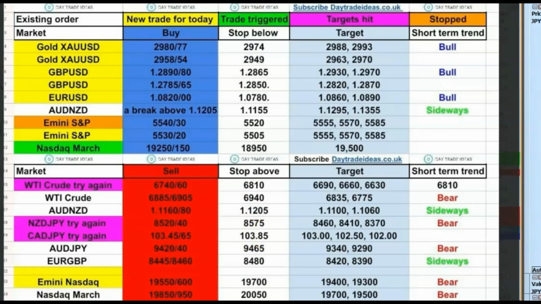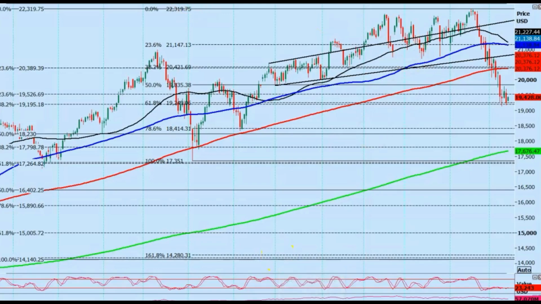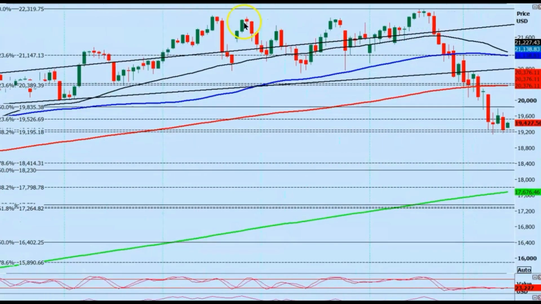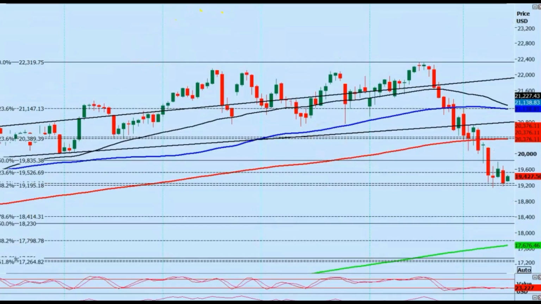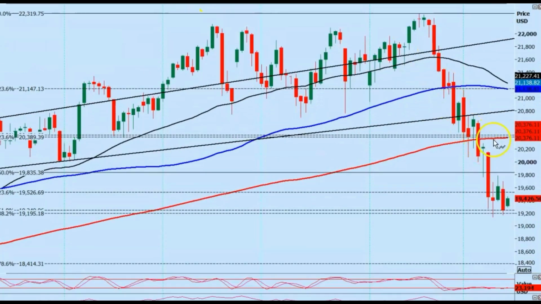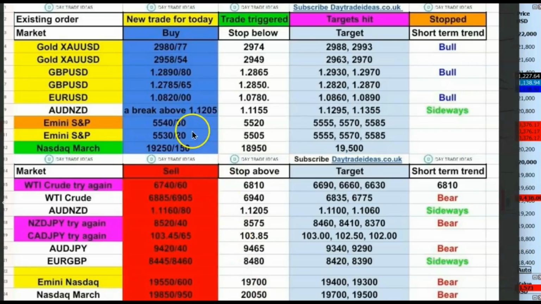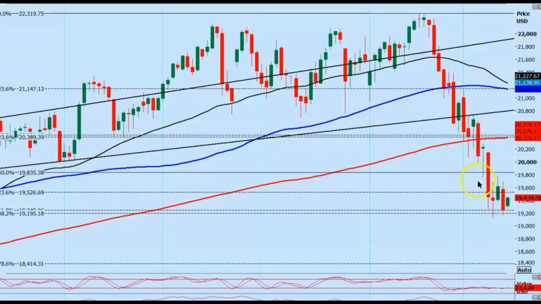The stock market's been really good to me. The NASDAQ this week has been playing nicely, giving me some really good opportunities. You can see that the break below the fib level and the 200-day moving average turned out to be a good sell signal, and we went straight to my buy level of 19,250, 19,150. I had that in all week. We had 2 bites at that trade, so subscribers have done well this week. I've been trading that as well myself.